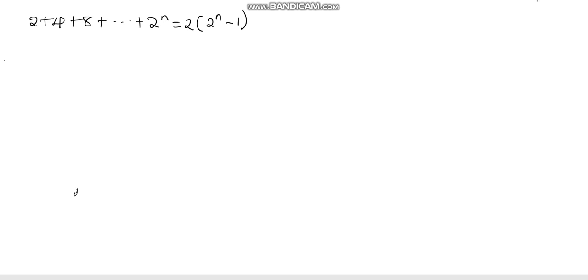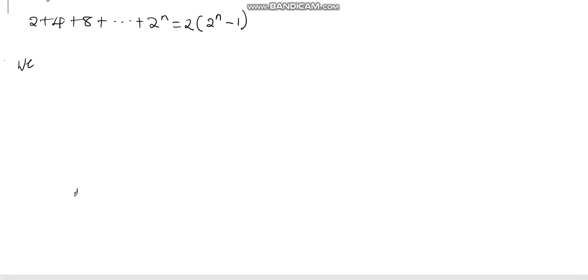So the next question that we have here is 2 plus 4 plus 8 plus dot dot dot plus 2 to the power n is equal to 2 open brackets 2 to the power n minus 1. So here we prove this statement using mathematical induction. Step number 1, we need to show that this is true for n equals 1 here.